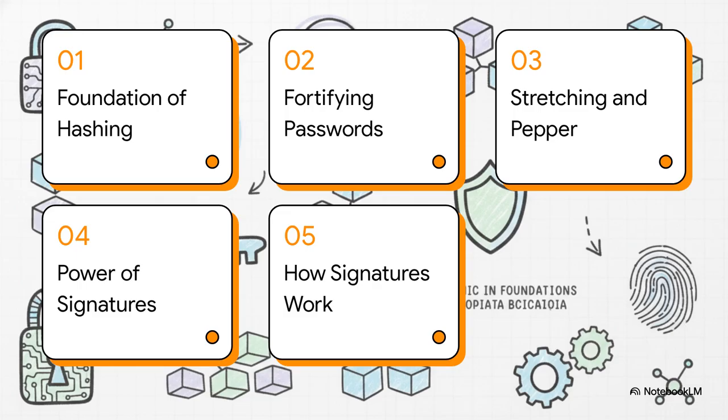Here is our roadmap for today. We'll be hitting 5 main sections. First, the foundation of hashing. Second, fortifying passwords with SALT. Third, key stretching and pepper. Fourth, the power of digital signatures. And finally, number 5, how digital signatures work.